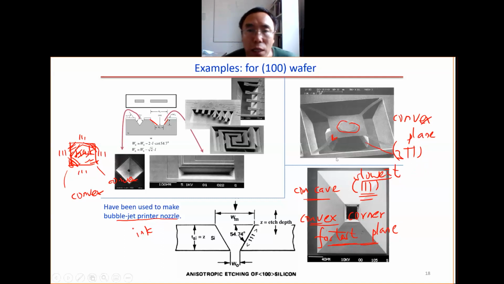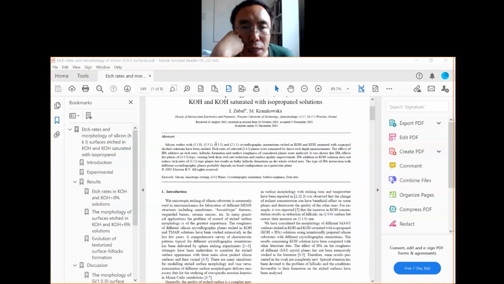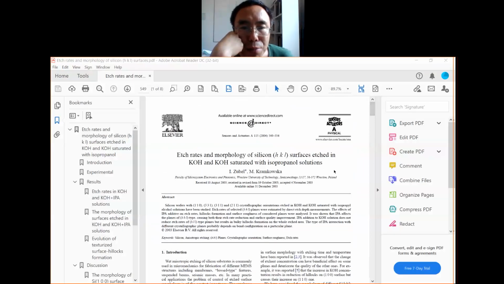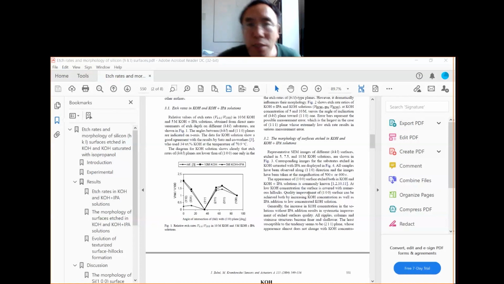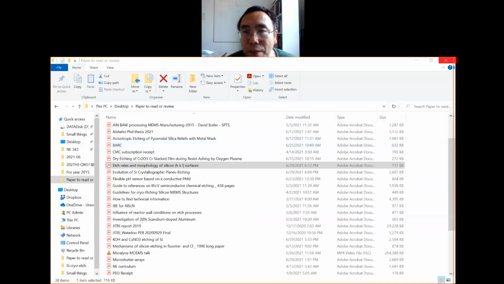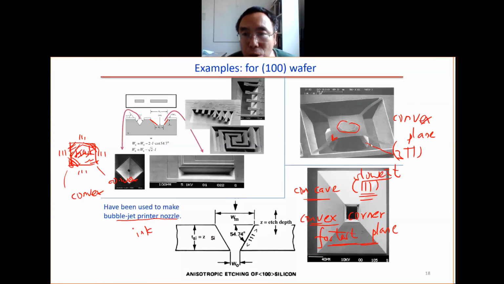Now I can show you a paper. If we look at this paper here, you can see this 311. This 311 is the local fastest etching rate. As a result, in this case, the sidewall here will be a 311. Now this is for the case of the convex.